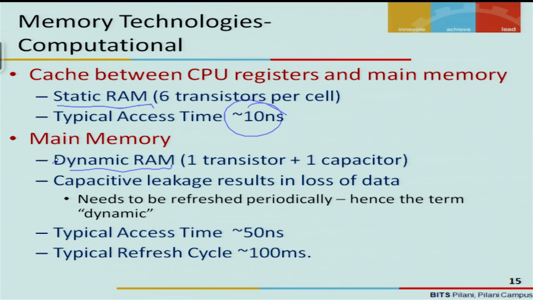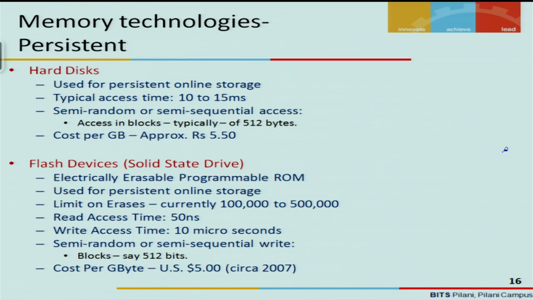Due to the capacitor, because capacitor charge leaks with respect to time, it requires refresh circuitry. Periodic refreshing is required. That's why it's called dynamic. The typical access time for this is 50 nanosecond, and the refresh cycle is 100 millisecond. Now come to the persistent part, which we typically call storage, used for the storage of data. The memory technology for this is the hard disk, and flash drives, which have come up recently. The hard disk is used for persistent online storage, and the typical access time is 10 to 15 millisecond.